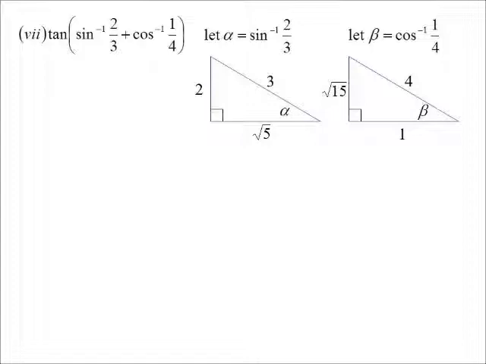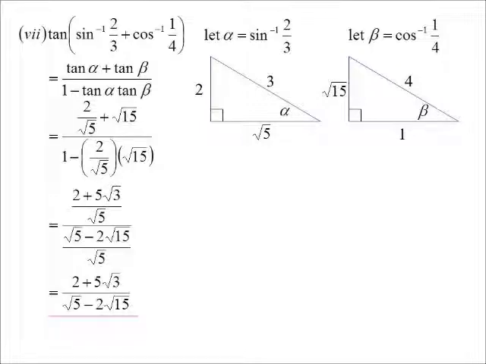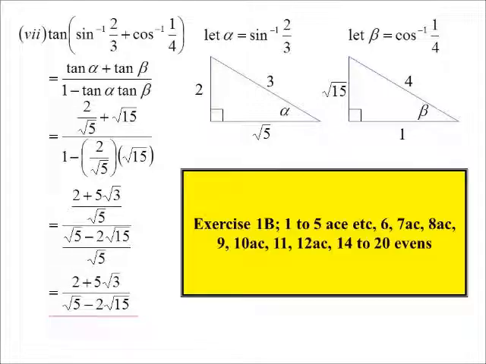Other side, root 15. Now I should be able to substitute in for tan of alpha plus beta, tan plus tan on 1 minus tan tan. 2 on root 5 plus root 15 over 1 minus 2 on root 5, root 15. Eventually, oh, look at that. It just feels like there should be some cancelling there, but there's not. You could rationalise the denominator, I suppose, but nah. Too much work. Okay, there we go.